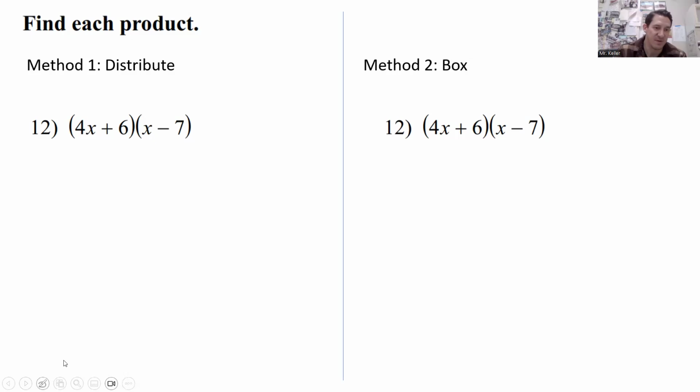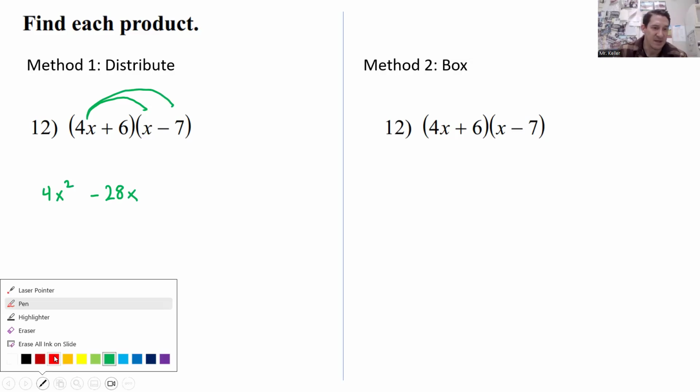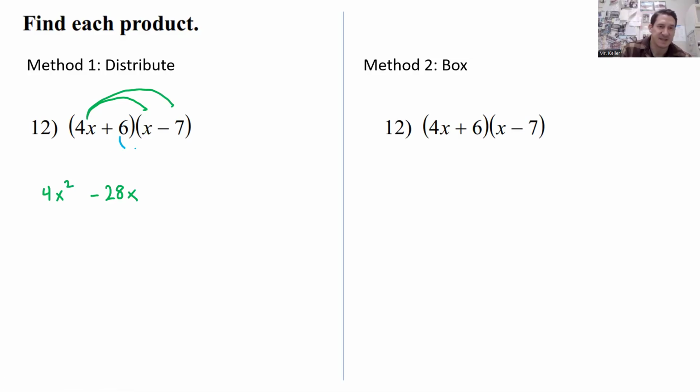So if you distribute the first term, 4x times x is 4x squared. 4x times negative 7 is negative 28x. And then distribute the second term. So 6 times x is 6x. That's positive 6x. 6 times negative 7 is negative 42.